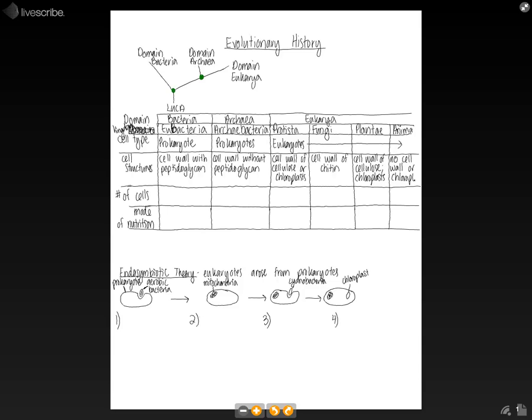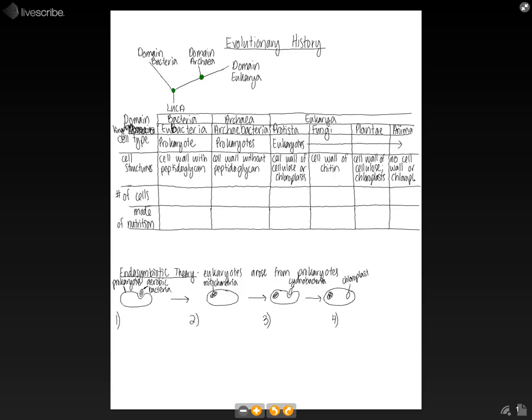The fungi has a cell wall that's made of chitin, so we see another change there. We would have another branch point on our cladogram if we were looking more specifically within just the eukarya rather than the domain as a whole. Then our plant kingdom, we have a cell wall, again, made of cellulose, and they also contain chloroplasts. And finally, our animal kingdom, we have no cell wall and no chloroplasts.